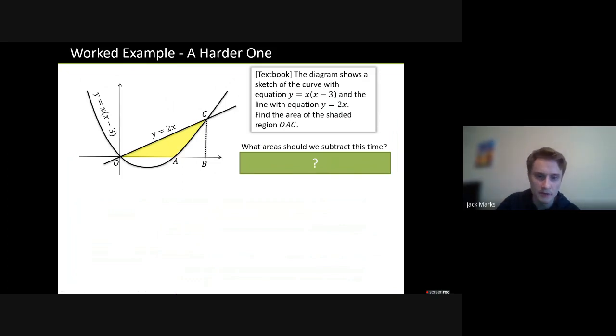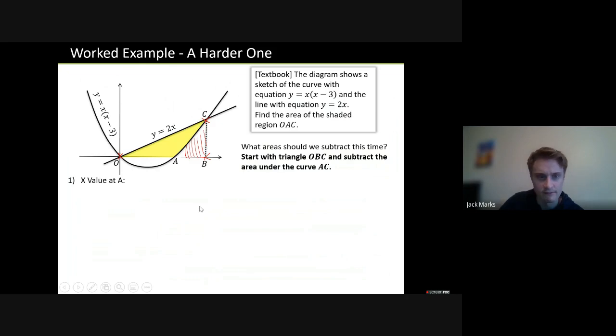Slightly more difficult, this one. Remember, integrating gives you the area under a curve, or the area under something, under a straight line. So how could you do this? Well, the easiest way to do it this time, again, is start with too much. Why don't we start with this one here, the triangle enclosed here, and then subtract the area under the curve for this part here. So start with OBC and subtract the curve under AC.